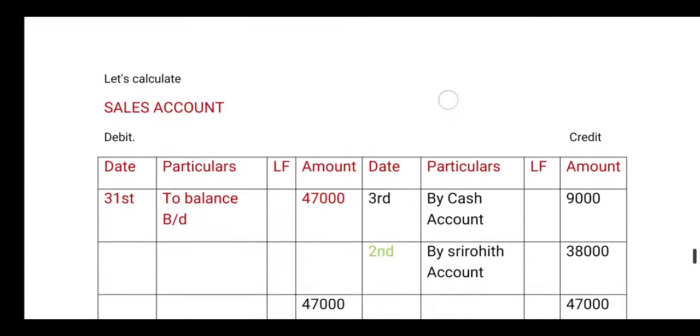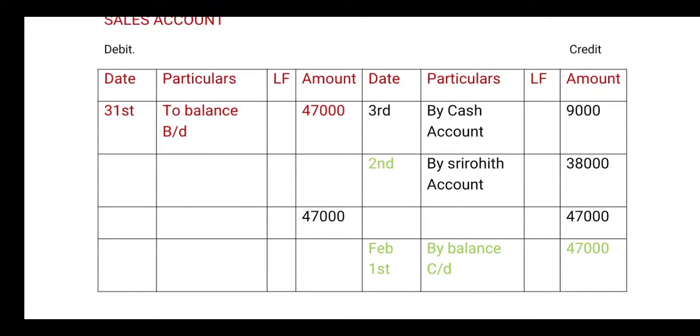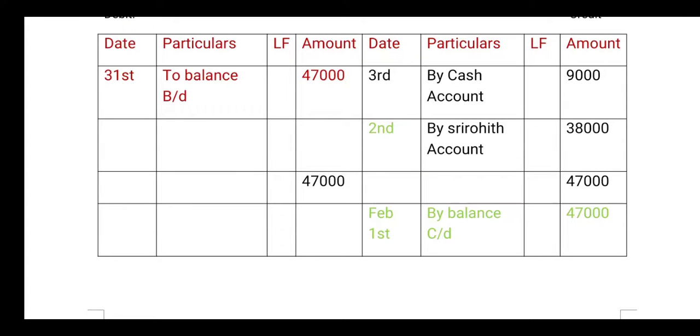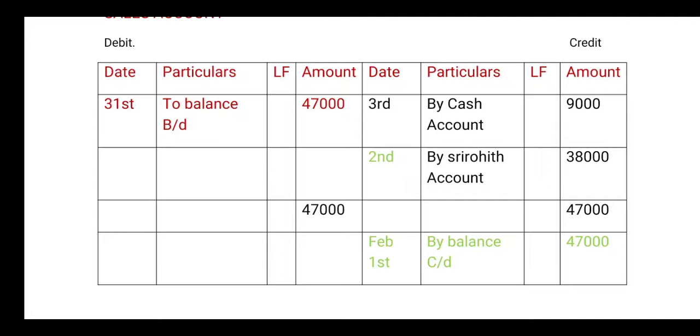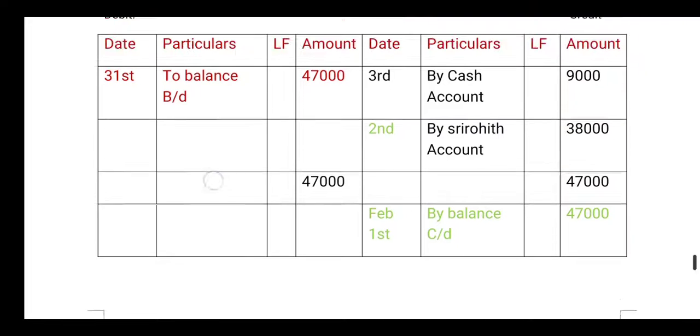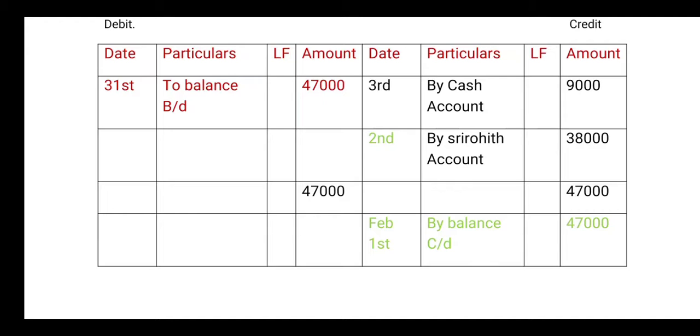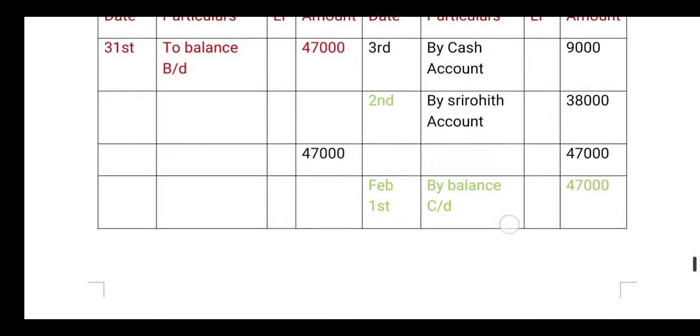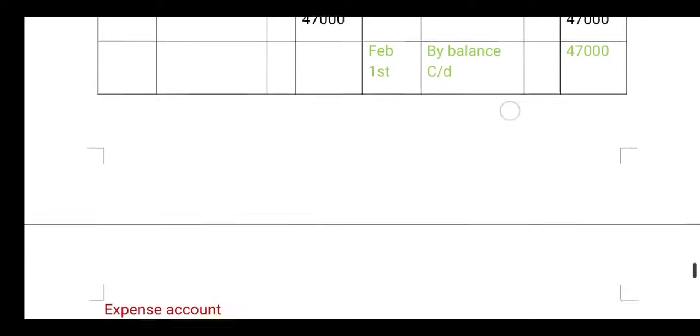Then let's calculate the sales account. Here the sales account has two entries, one is cash sales, another is credit sales. By cash account 9,000, then by Sri account 38,000 on credit sales. Then we balance both sides, the 9,000 and 38,000 add up to 47,000. Then on the debit side, 31st, balance 47,000. The balance is transferred to the next month, here 1st February balance brought down 47,000.